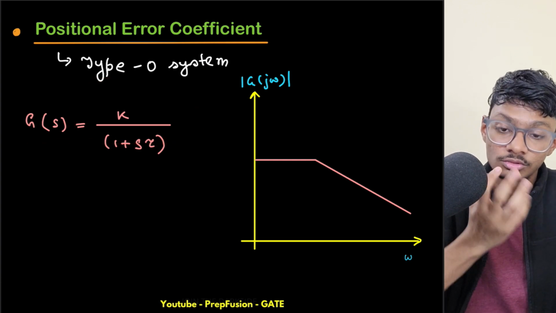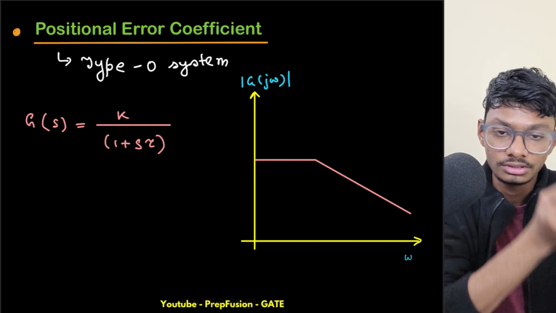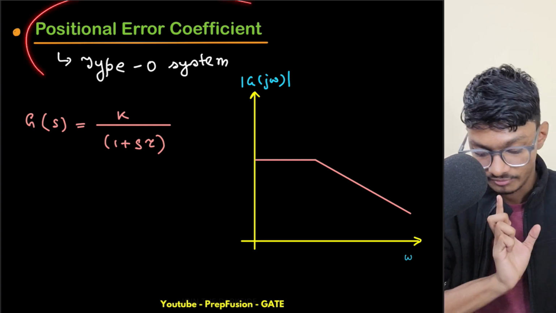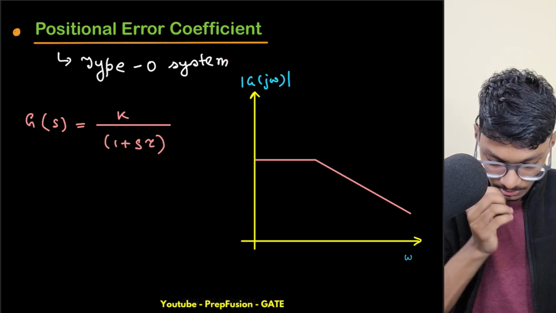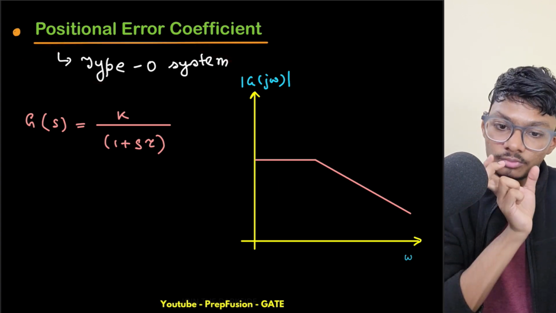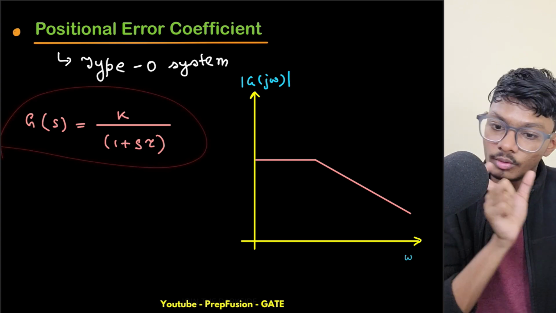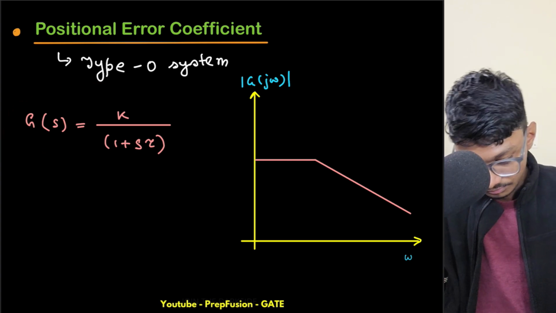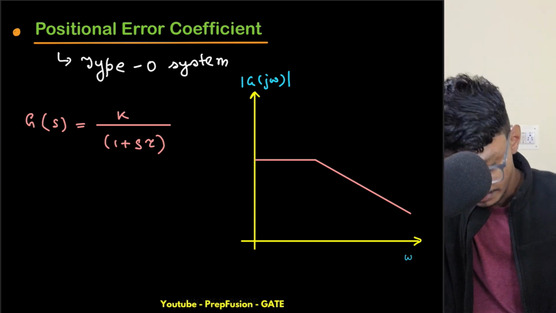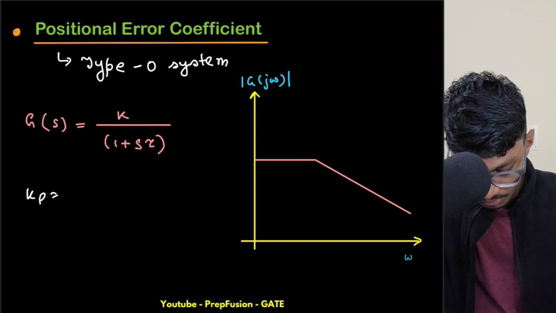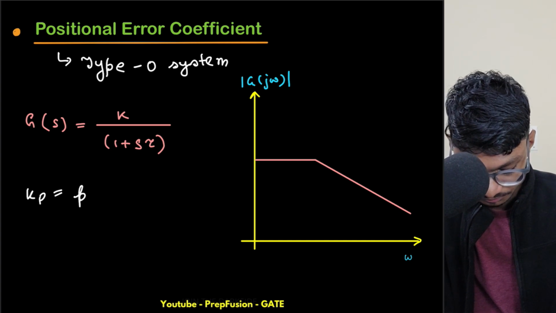because a question may come and they may ask you, tell me the positional error coefficient of this OLTF. Then obviously you have to know the term position error coefficient. First, this is valid for a type 0 system, and from the graph we will understand what the position error coefficient is. OLTF is given, and my Kp is the position error coefficient. How is it defined?